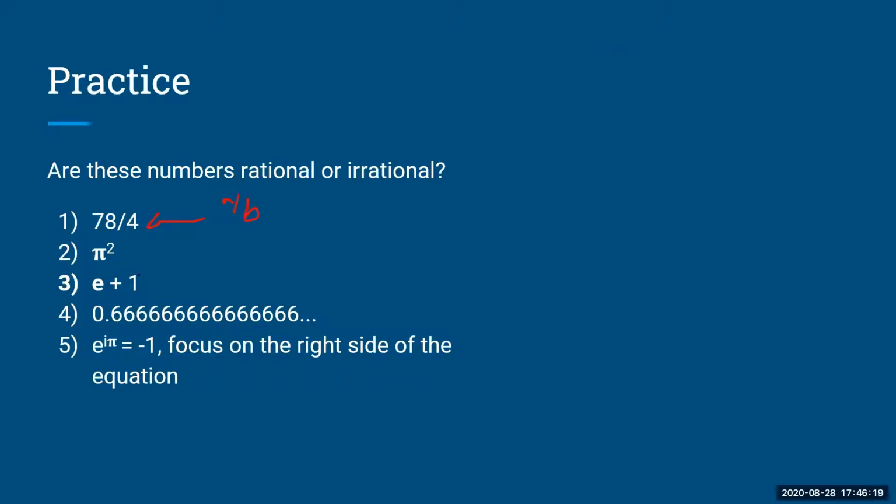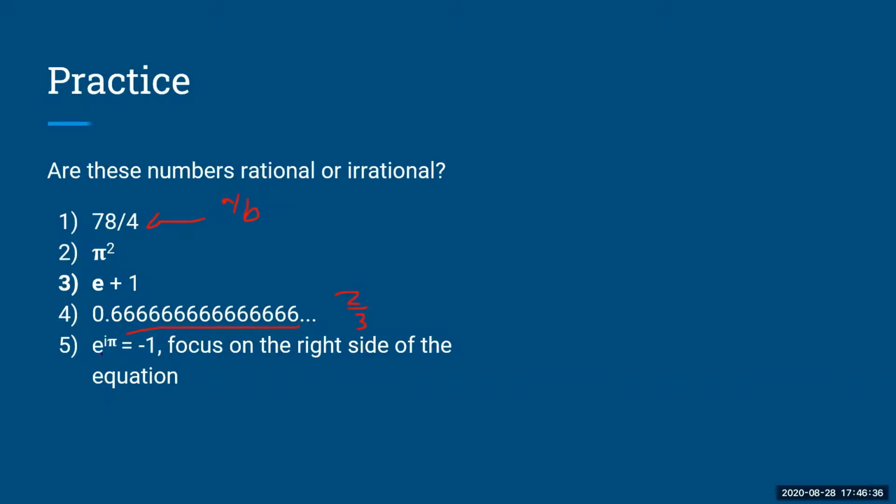Okay, e plus 1. Well, if e is already irrational, you're just adding 1 to it, it's still going to be irrational because the decimal is technically never terminating for e. This can be written as 2/3, so this is rational. Infinity plus 1, that's also irrational, right? I mean, that breaks the taste.